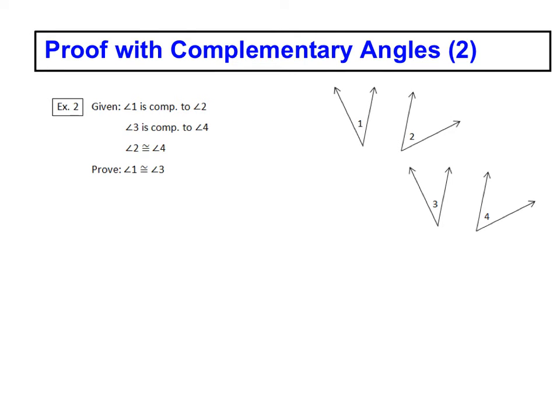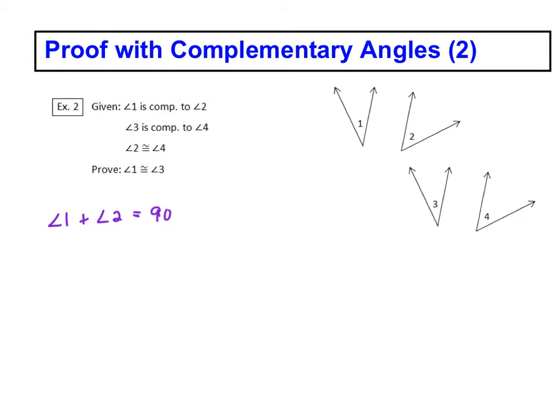All right, here's another one of these informal proofs. So we're gonna start it out the same way we did the last one and see where that leads us. First we know that angle 1 is complementary to angle 2. So that means that angle 1 plus angle 2 equals 90 degrees.